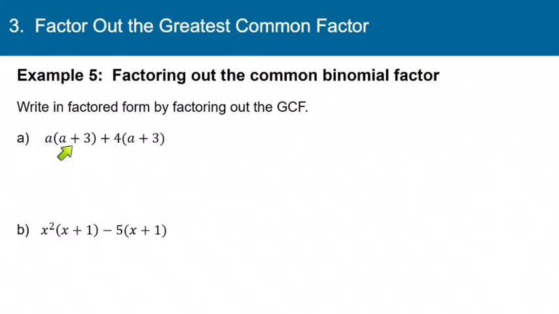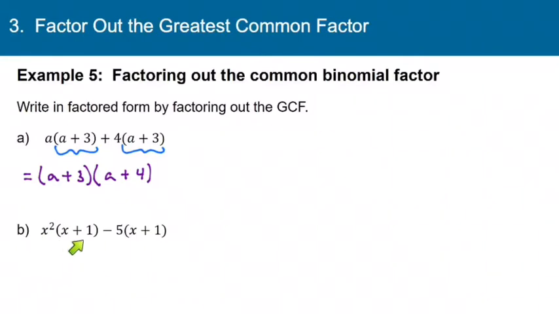So here's example 5, and we're going to just continue practicing factoring out the common binomial. So here I have a times (a plus 3) plus 4 times (a plus 3). Both terms contain a factor of a plus 3. So a plus 3 is the common binomial. So I'll factor out that common factor, and now in parentheses I'm going to need an a and a plus 4. Okay, now notice that (a plus 3) times a gives this first group, and (a plus 3) times 4 gives that second group.